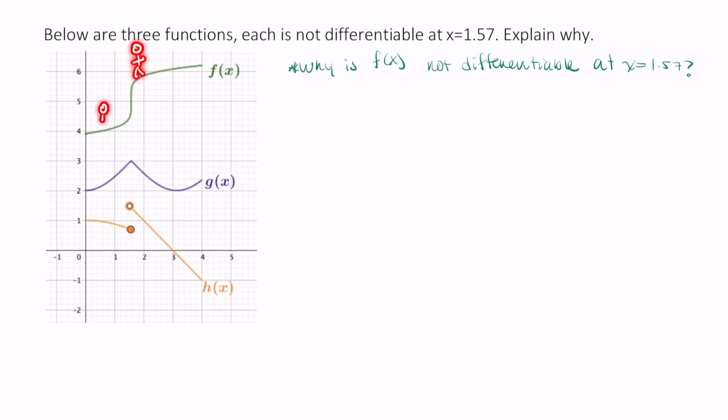So if you were hiking and you managed to get here and then say you actually climbed the wall, then you could keep hiking. So on these two spots we can hike. We have a tangent line with a slope that is actually walkable. But as we get closer and closer to 1.57, the tangent line approaches a vertical line. And so anytime your tangent line approaches a vertical line, that function is not differentiable at that point.